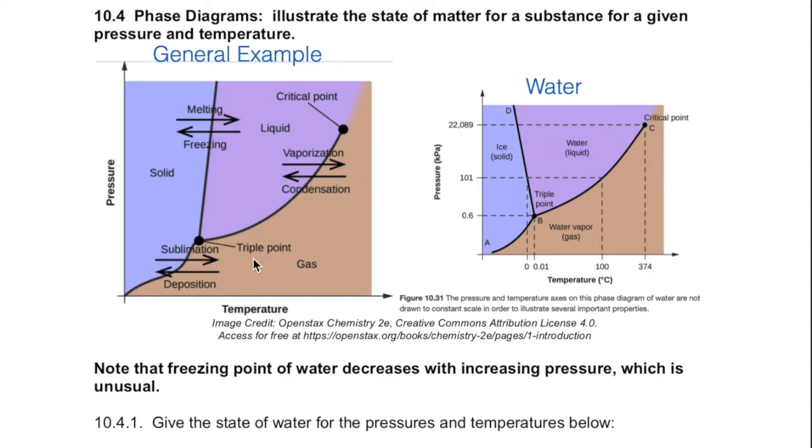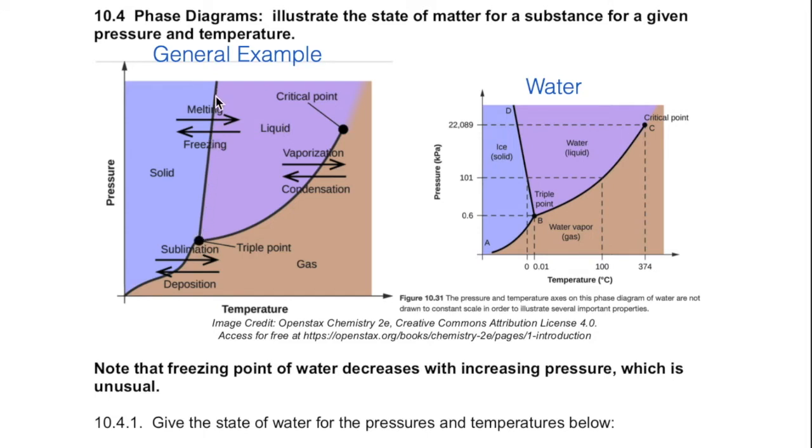So at the highest temperature with low pressures, that's when a substance is a gas. At low temperatures, that's when a substance is a solid, and then we have this Y-type shape, and in between we have when it's a liquid.